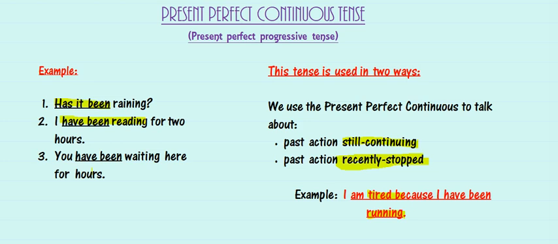The third one is, you have been waiting here for hours. Again, this action of waiting has started in the past and is still continuing. In any such scenario wherein a past action is still continuing in the present time or has recently stopped, that kind of situation uses the present perfect continuous tense.